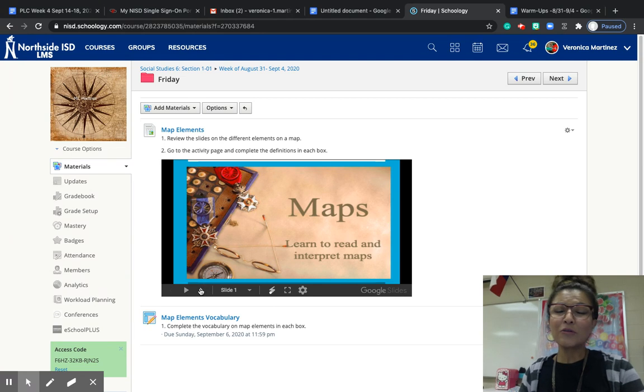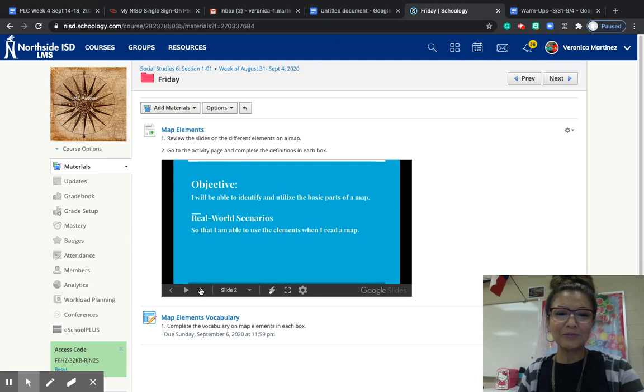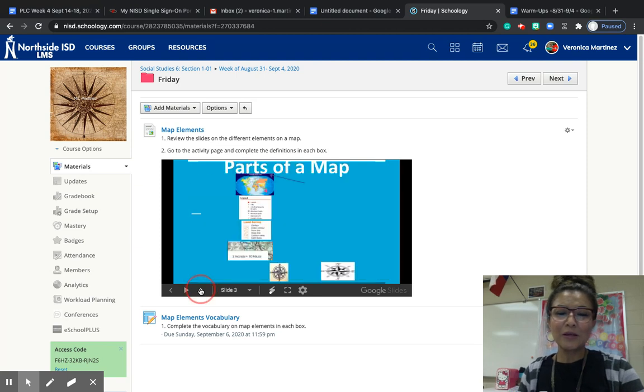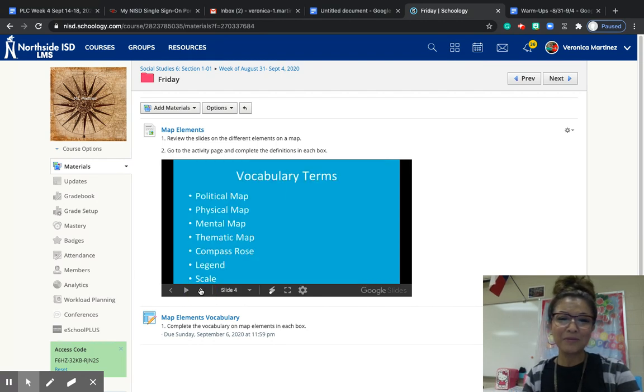Now, I would like for you to join Zoom today because we are going to be taking some notes. All right, so this will help you with your quiz and your test that's going to be coming up. So we're going to discuss parts of a map. These are the important elements that you'll locate or find on a map. Yesterday we learned about political, physical, mental, and thematic maps. And of course, we're going to learn about some things that are definitely important that you need to know in order to be able to read a map.